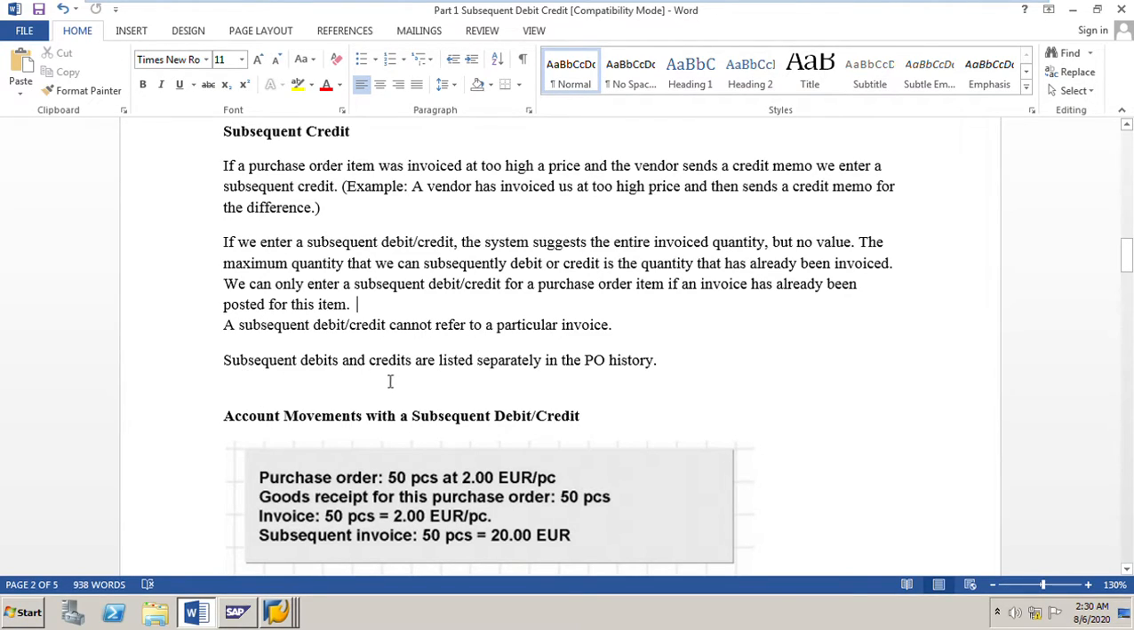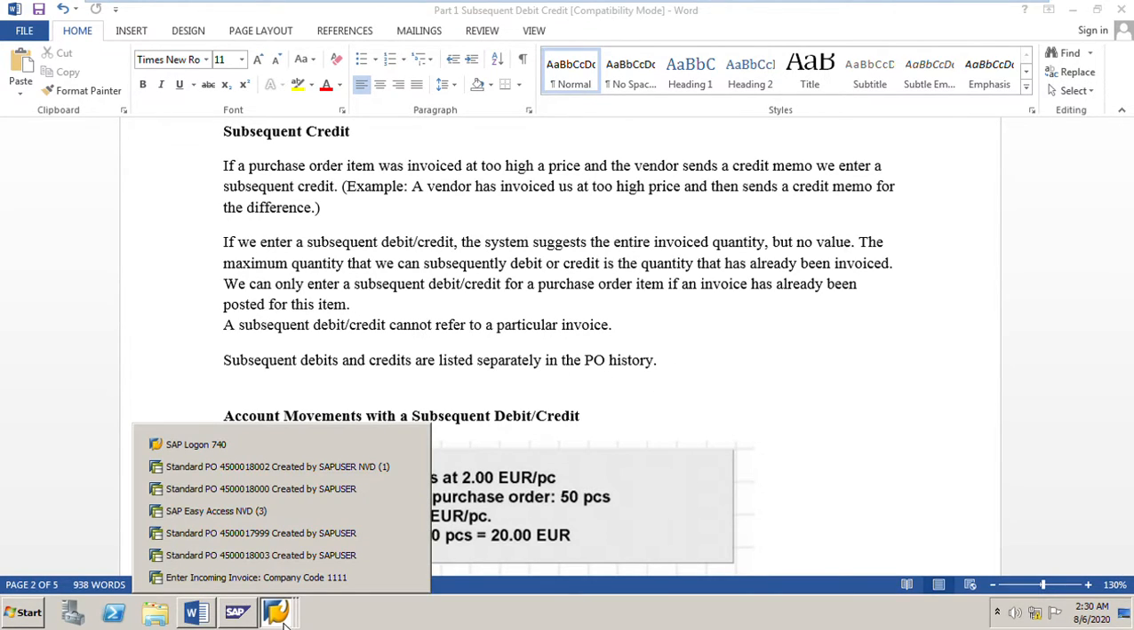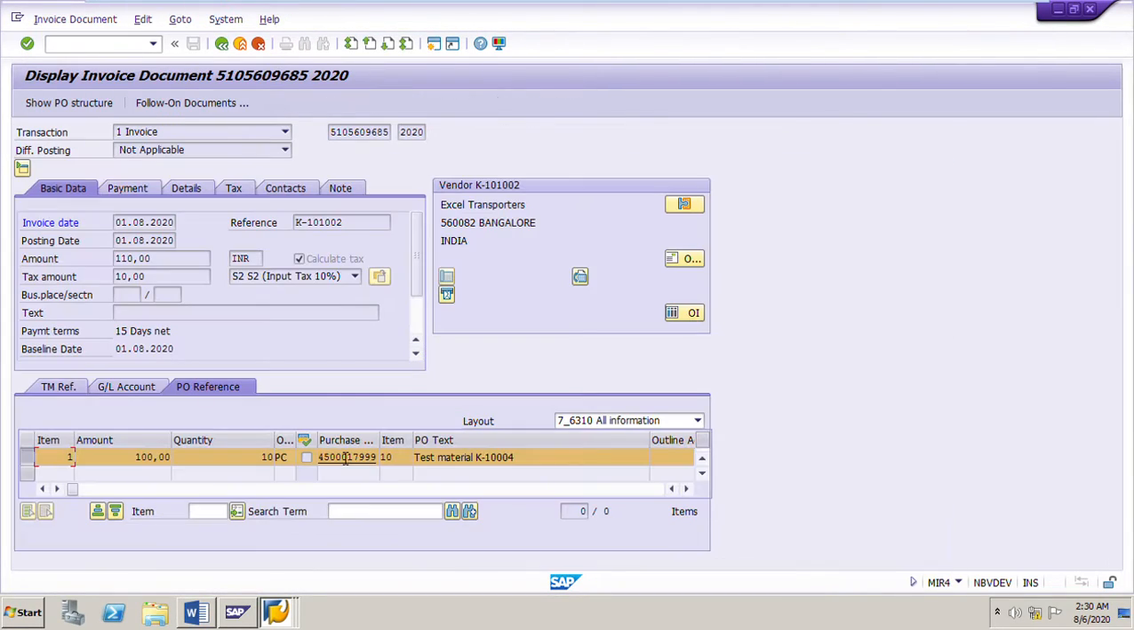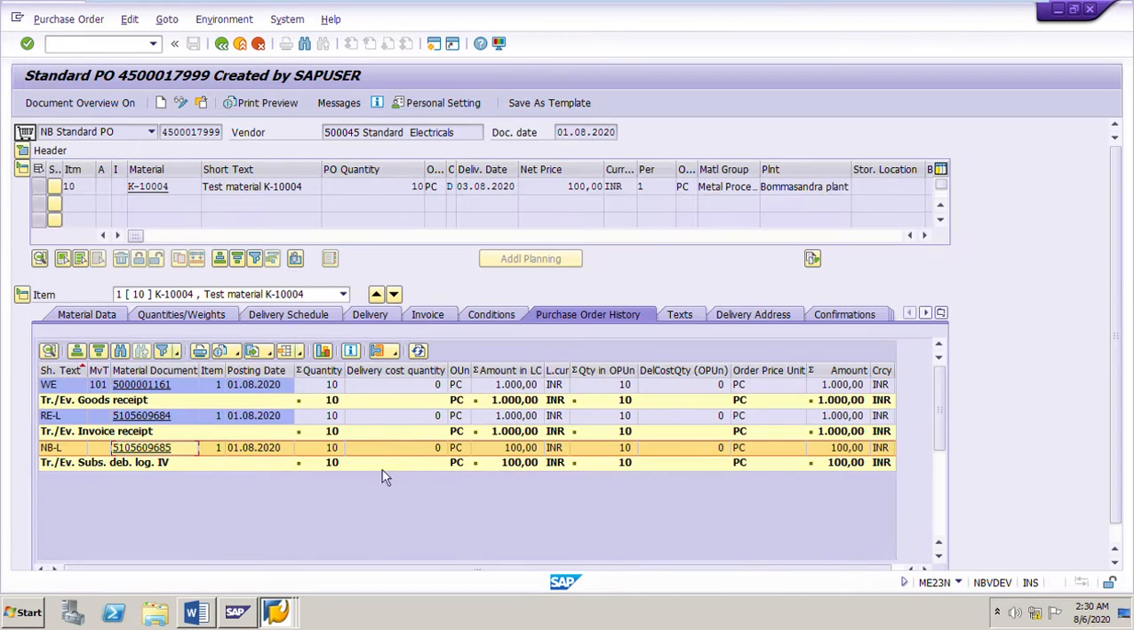Subsequent debits and credits are listed separately in the PO history. Once we post a subsequent debit or credit, for example, here I will show you this one. This is a PO, 4500017999. Here the PO is for 10 pieces. GR is already done for the 10 pieces. Invoice is also posted for the 10 pieces. Then there is a subsequent debit here. Again, a subsequent debit for some additional amount we have posted here. So a subsequent debit is shown separately in the purchase order history. Here we can always see it.